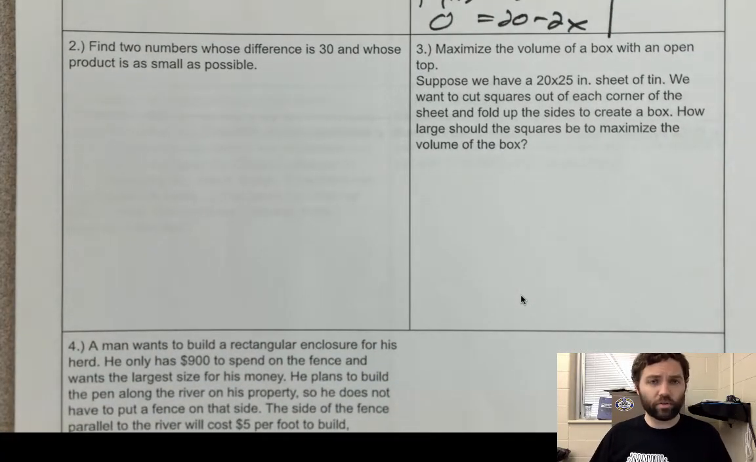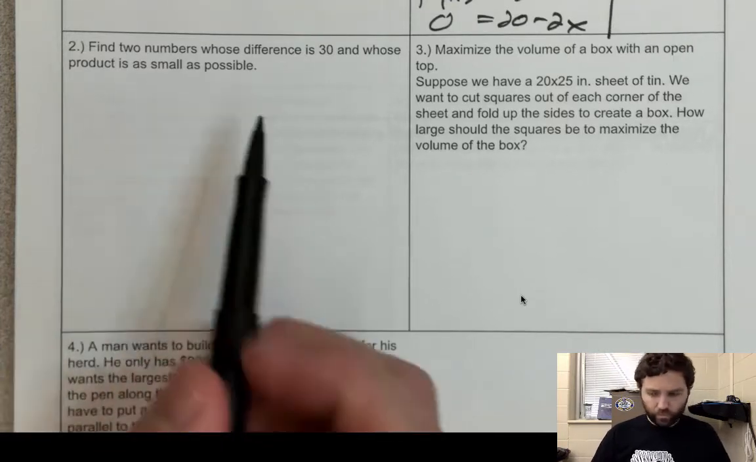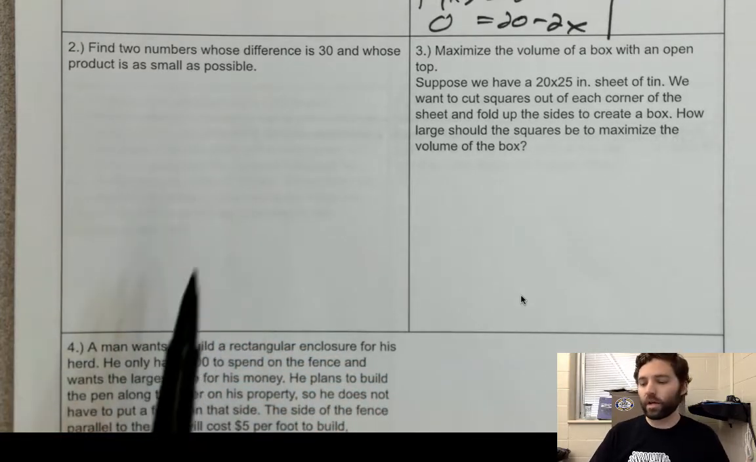This one you should try on your own. If we were in class, I'd have you try it, and then we'd go through it together.